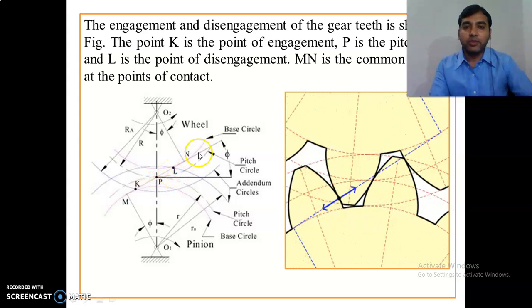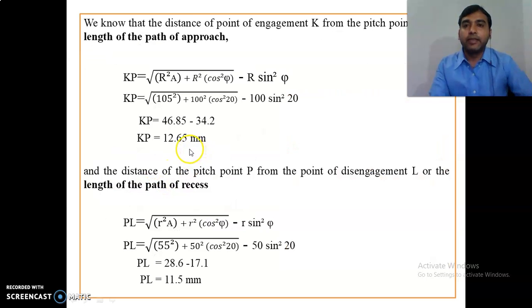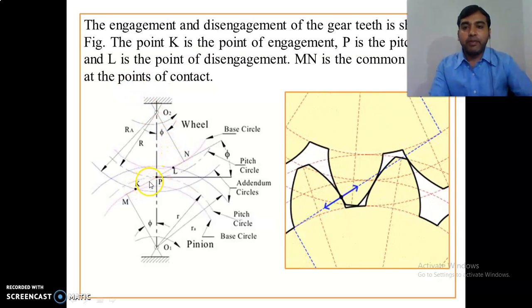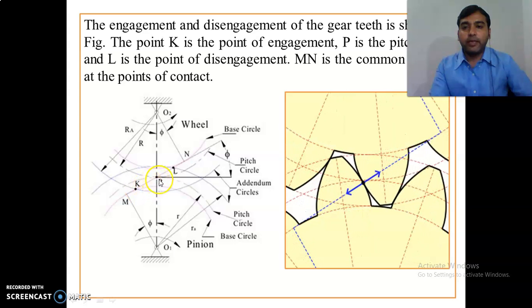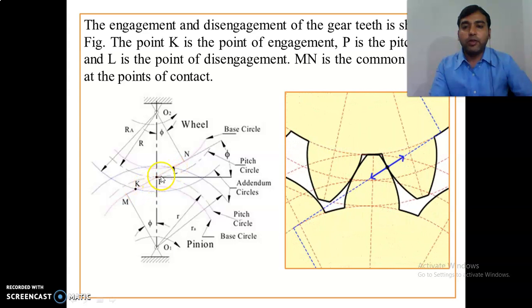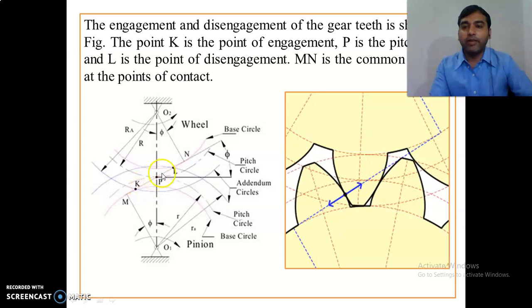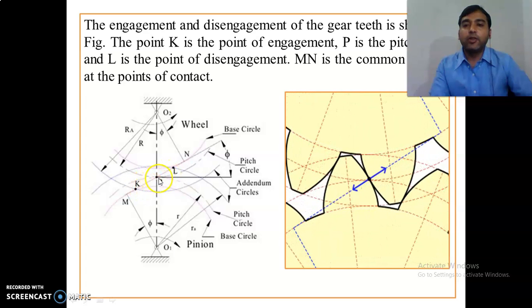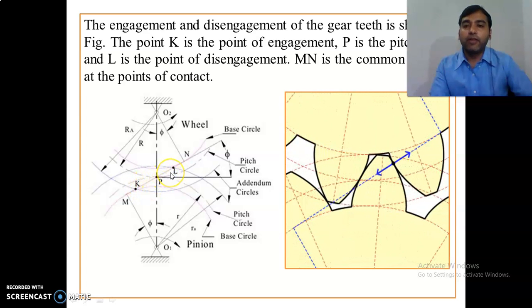Okay, so next, we know the distance of the point of engagement K from the pitch point P. Find out the length of path of approach. The length of path of approach is denoted by KP. So here KP means the length of path of approach and PL means the length of path of recess. Their addition is called the total length of path of contact.